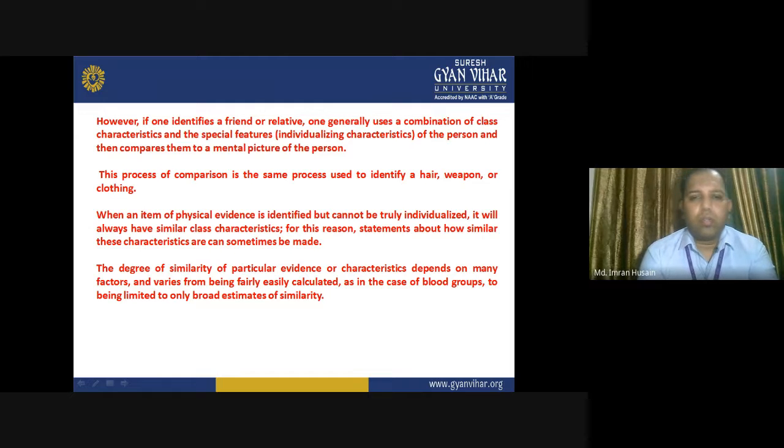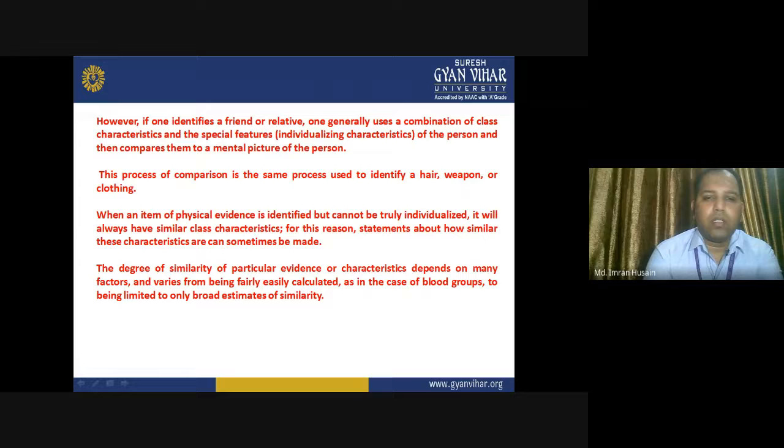So, in order to compare their characteristics individually, the degree of similarity of particular evidence or characteristics depends on many factors and varies from being fairly easily calculated, as in the case of blood groups, to being limited to only broad estimates of similarity. So every time you have to see the characteristics and the factors that are linked with that particular evidence, and how the blood groups or any other thing is limited only to broad estimates of similarity.